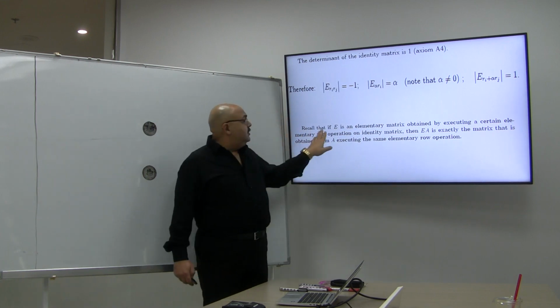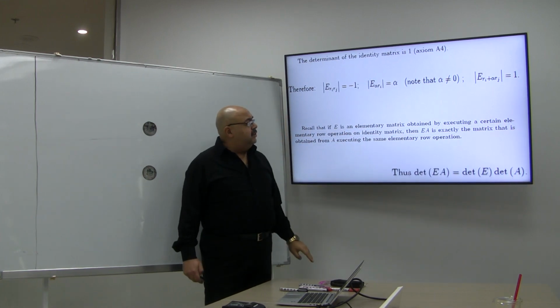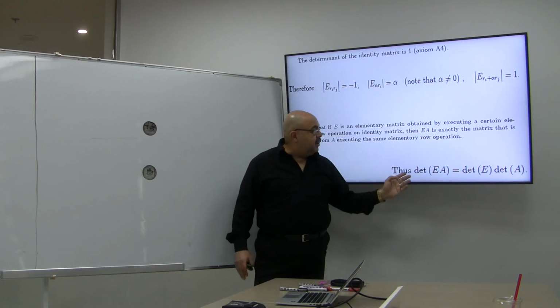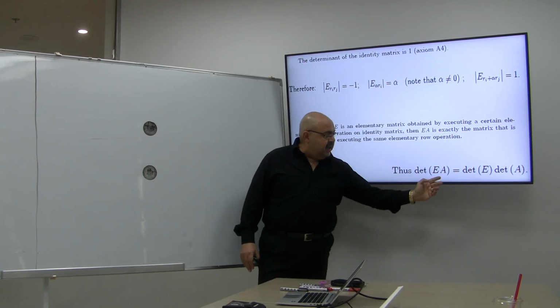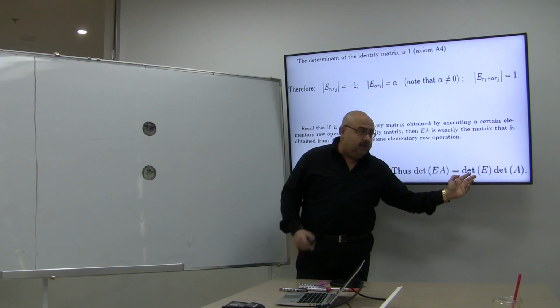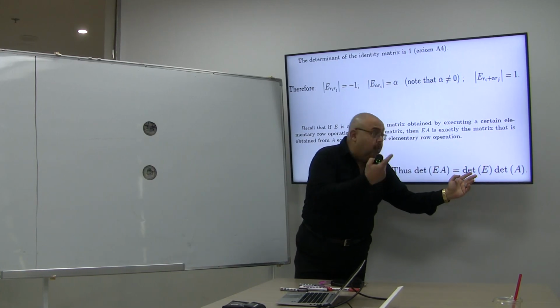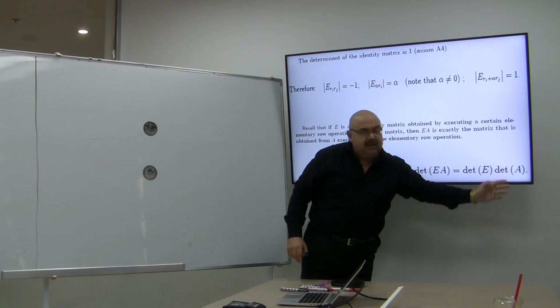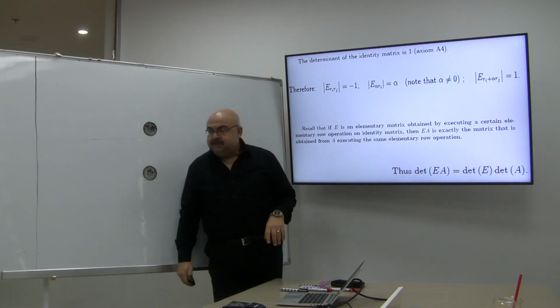Recall that if E is an elementary matrix obtained by executing one of the row operations, the determinant of EA is equal to the determinant of E, which is 1 or one of these values depending on the operation, times the determinant of the original matrix.